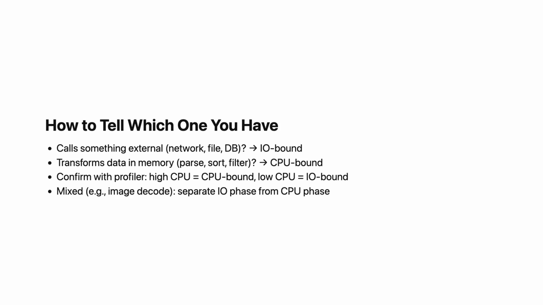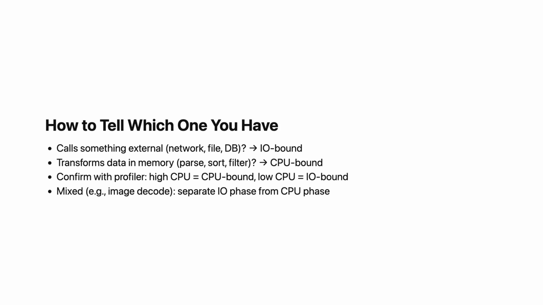Some operations are a mix. Image decoding reads bytes from disk, I/O bound, and then decompresses them, CPU bound. In these cases, you want to separate the phases: read on Dispatchers.IO, decode on Dispatchers.Default.